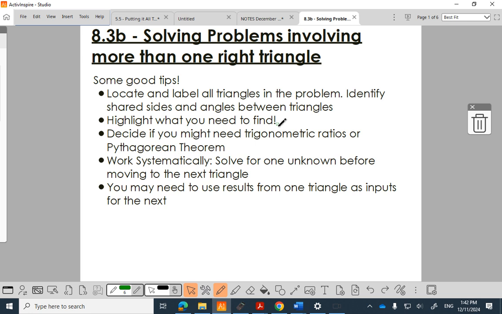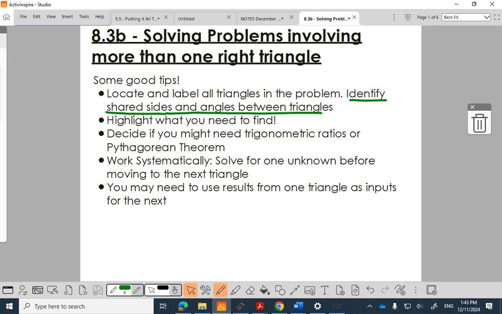Locate and label all triangles. Identify shared sides and angles. I'm going to talk about that a lot in this lesson. Identify the shared sides and angles. Ones that are in both, those are key ones. Highlight what you need to find. Decide if you want trig ratios or Pythagorean theorem, but work systematically. Solve for one unknown before moving on to the next. You may need the results from one triangle to get answers in the other triangles.